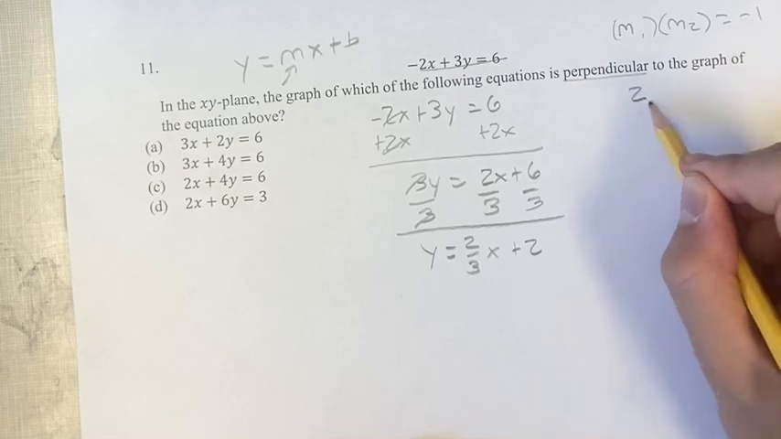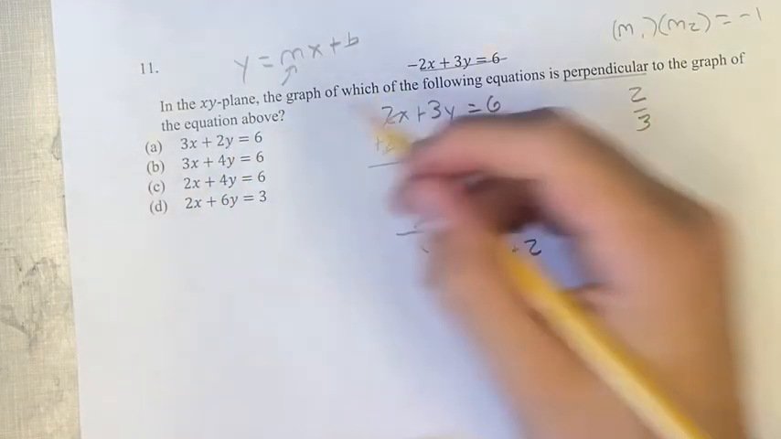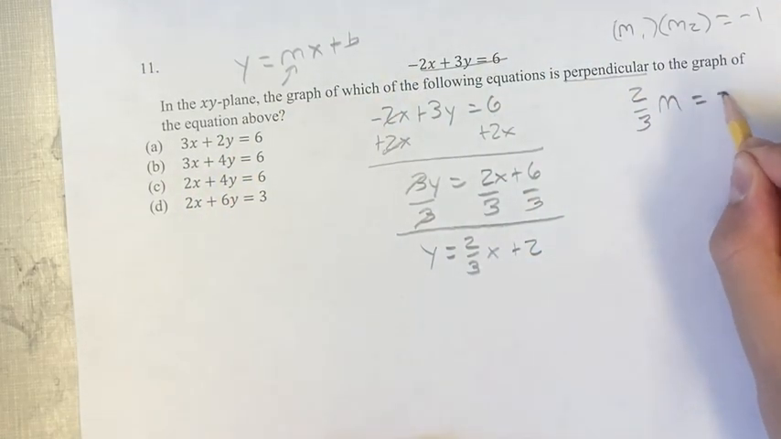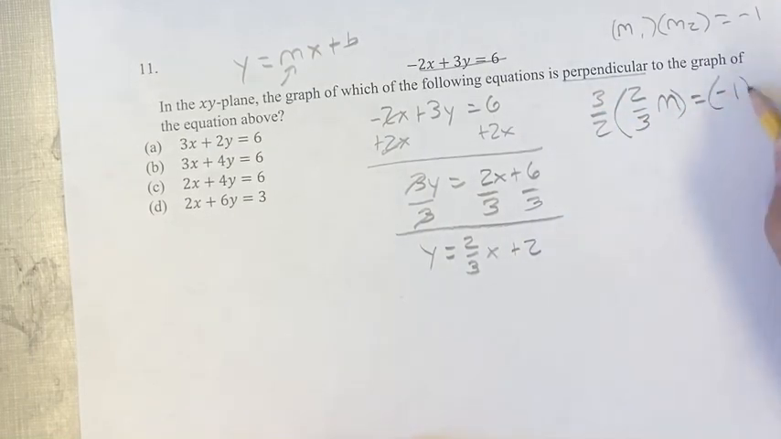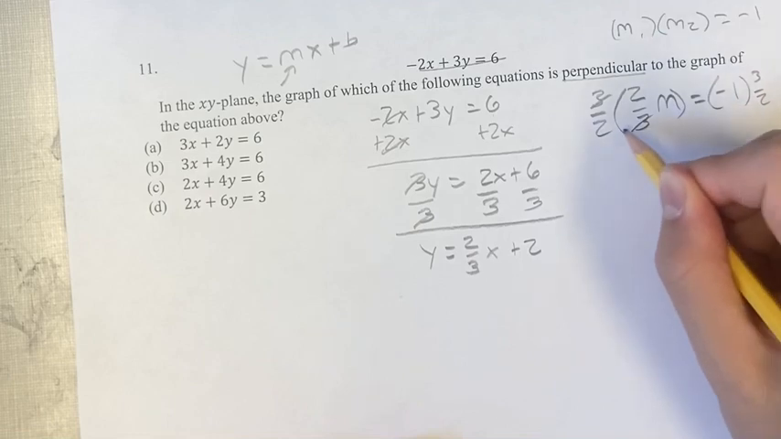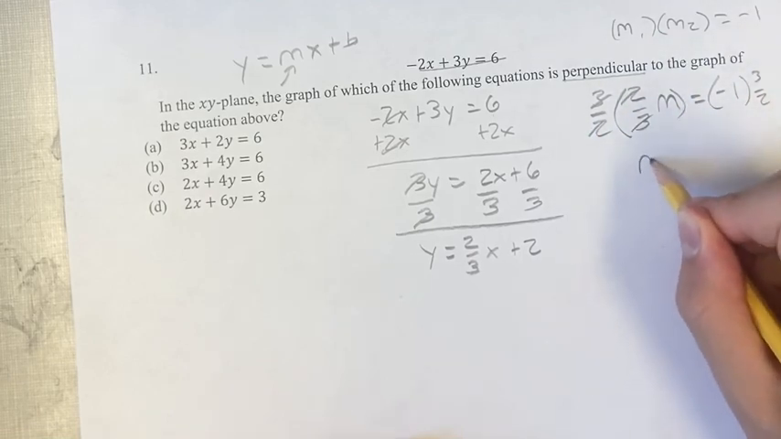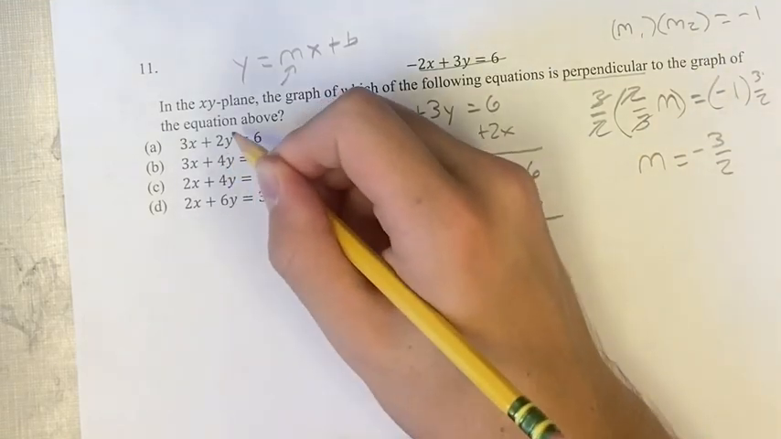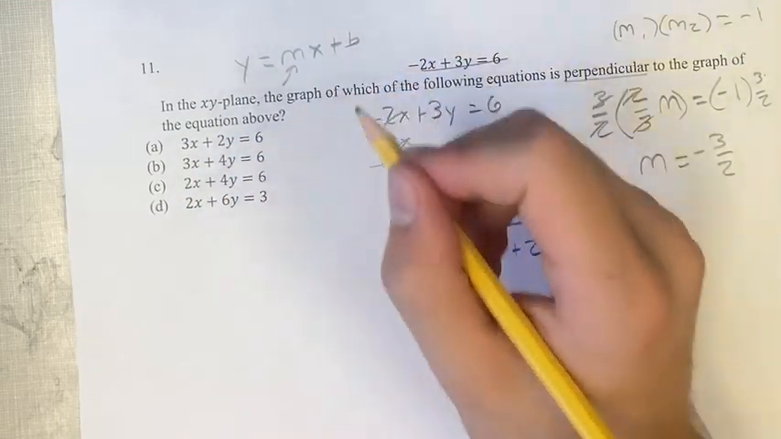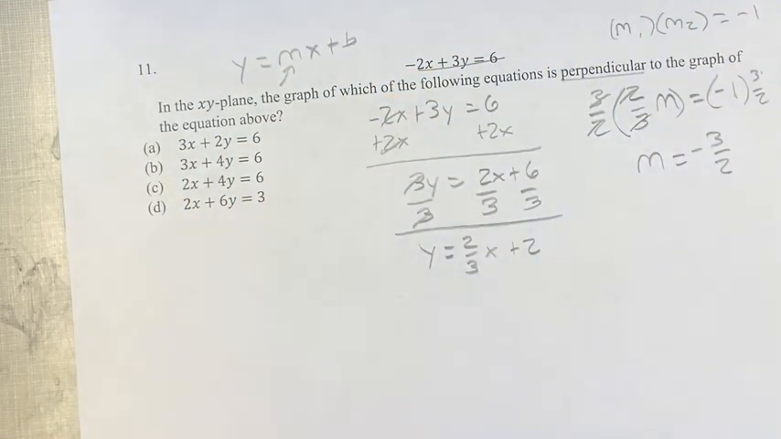We know that 2/3 times the slope of one of these lines is going to be equal to -1. Multiply this by 3/2, multiply this by 3/2, the 3's cancel, the 2's cancel. We get m equals -1 times 3/2, which is -3/2. So we're looking for an equation of a line where the slope is -3/2.